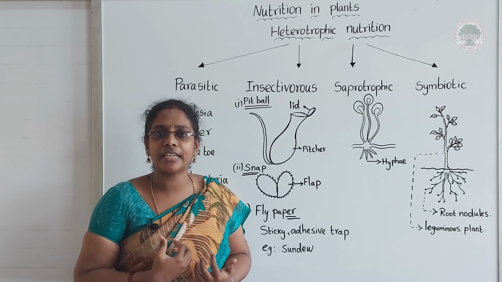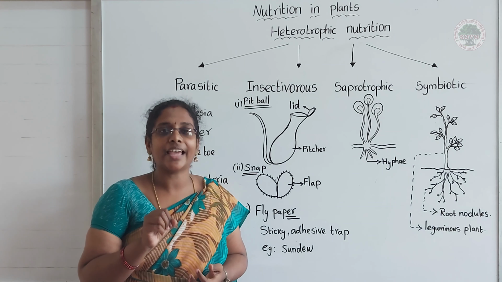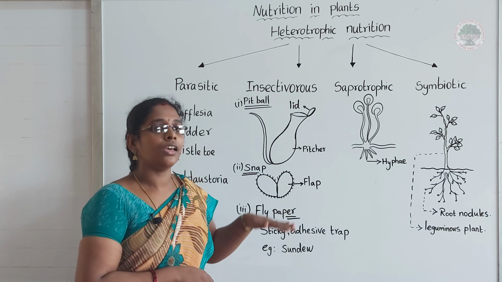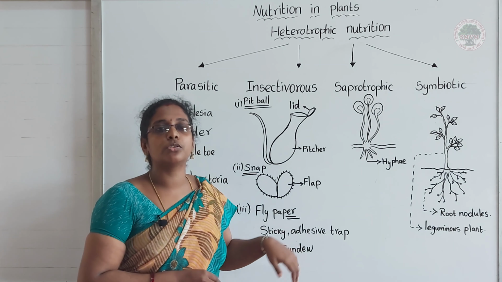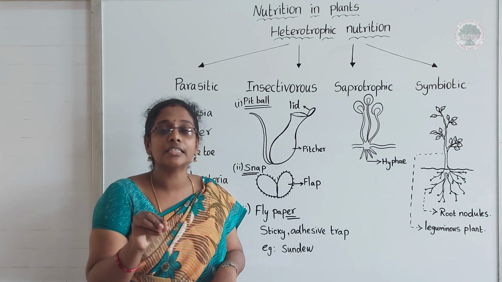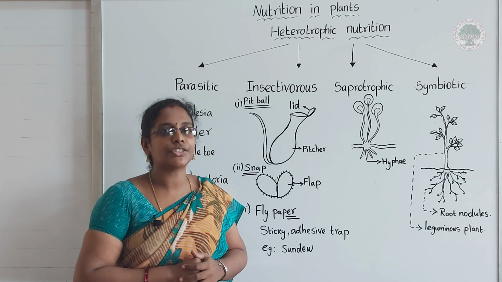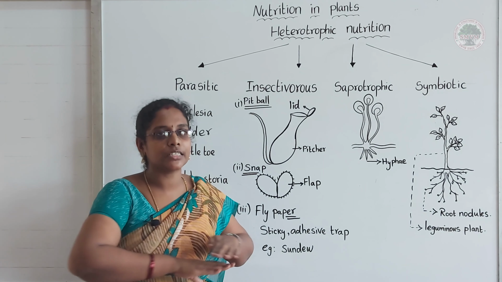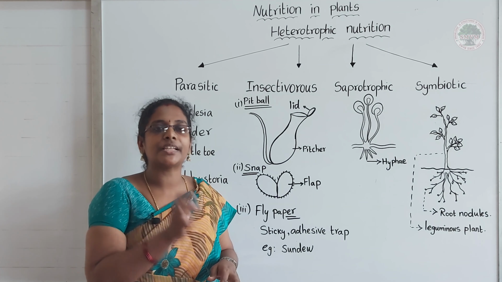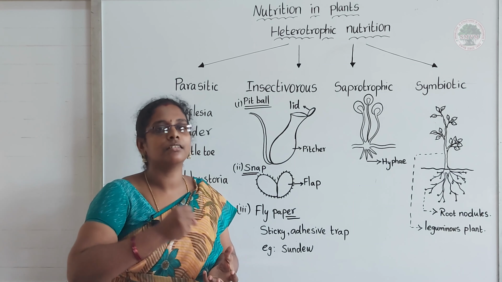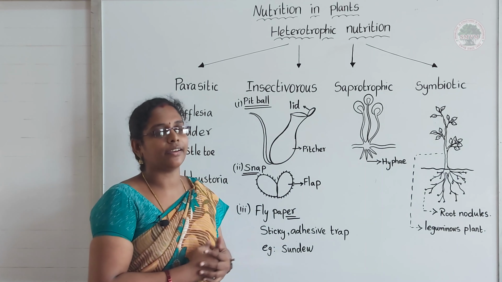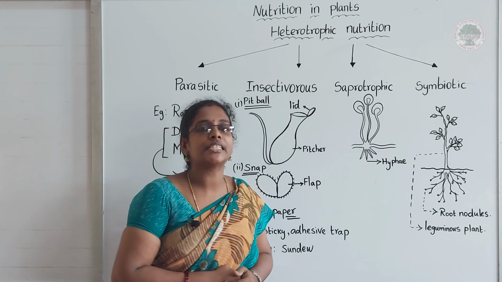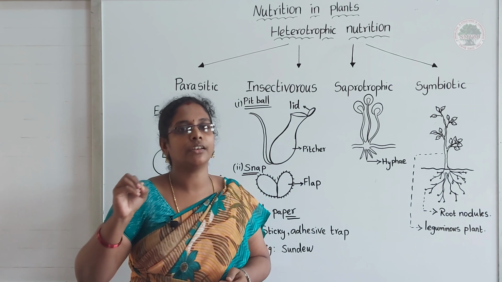We have bacteria inside our gut for digestion, isn't it? For helping the digestion process. In the same way, these insectivorous plants also contain some bacteria which help in the digestion of the insects. After the insect gets digested thoroughly, the nutrients present in it are utilized by the plant. The next kind of nutrition that we are going to discuss is saprotrophic nutrition.